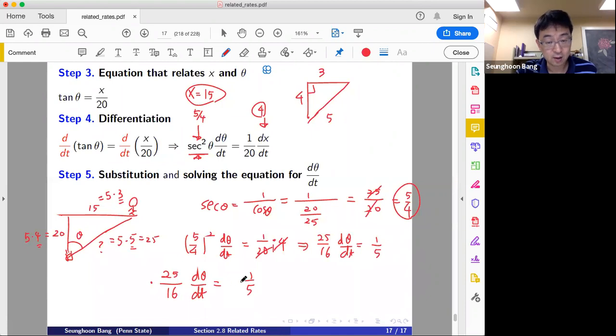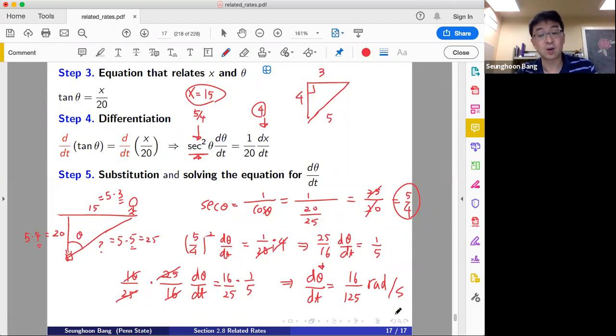You can multiply both sides by the reciprocal of 25 over 16, which is 16 over 25. The 16 is crossed out, the 25 is crossed out. So d theta over dt is 16 over 125. What is the unit of angle? Always use radians. And time? Seconds, from the example. So this is the whole idea for solving this example.